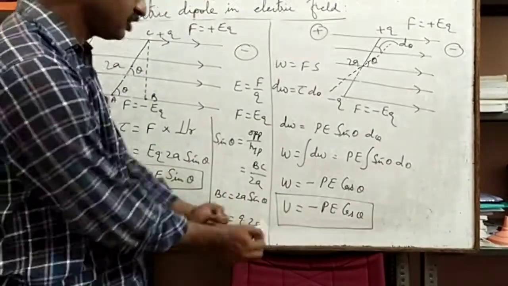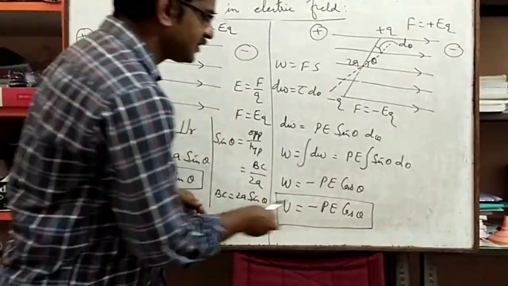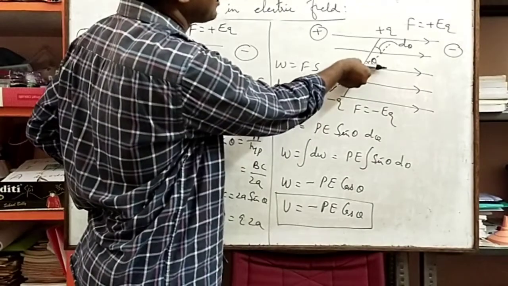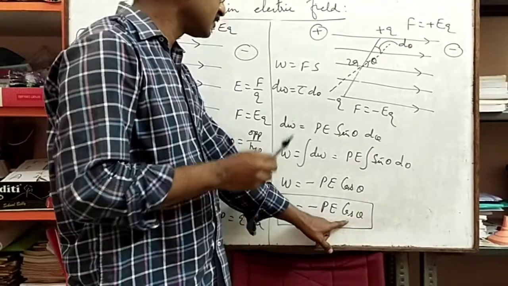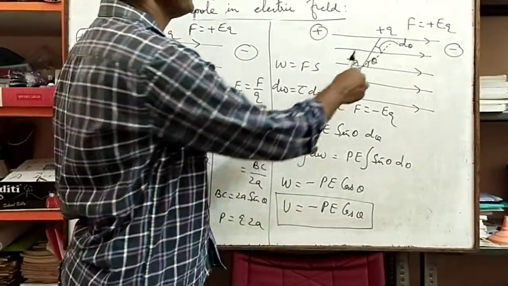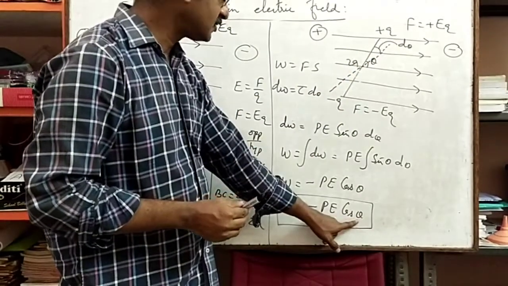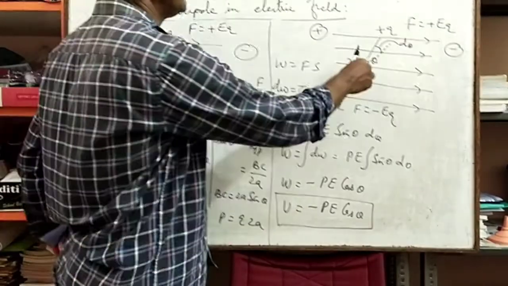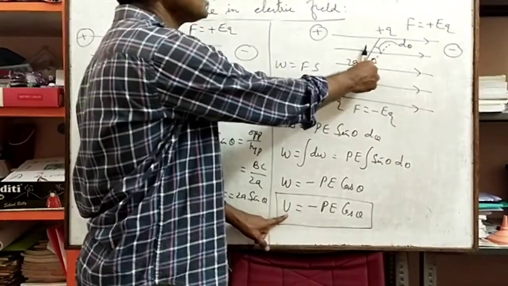If theta is equal to 0, it means the dipole is aligned parallel to the electric field. Cos 0 is 1, so U is equal to minus PE. If theta is equal to 90 degrees, cos 90 is 0, so U is equal to 0. When the electric dipole is perpendicular, the electrostatic energy stored in the dipole is 0.